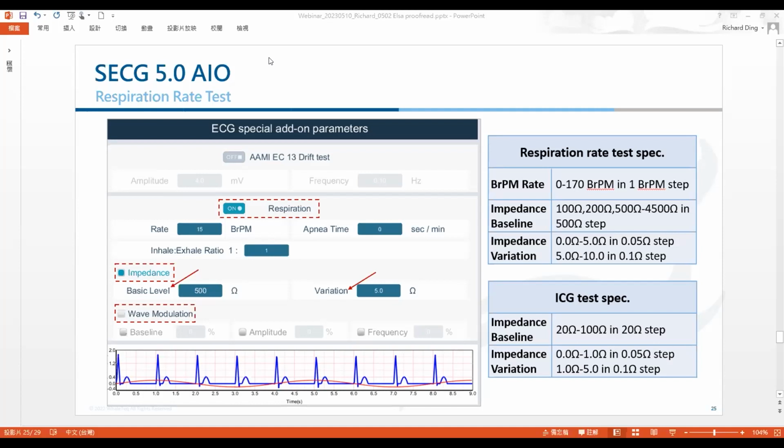Okay. Next question is, can you share the PowerPoint presentation with us? Yes, of course. We will give you the website connection to the presentation file and the webinar recording.